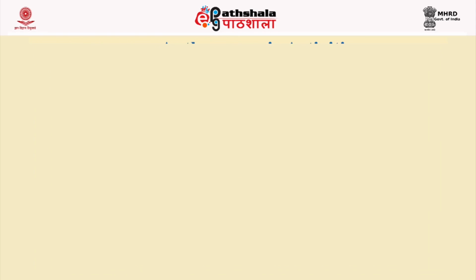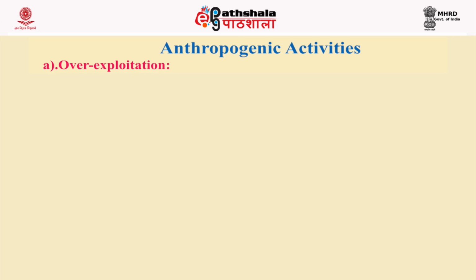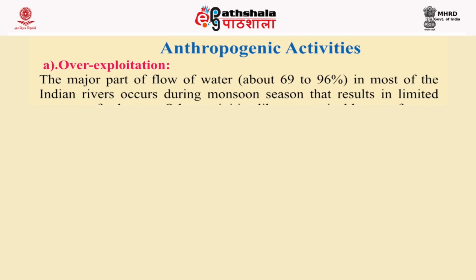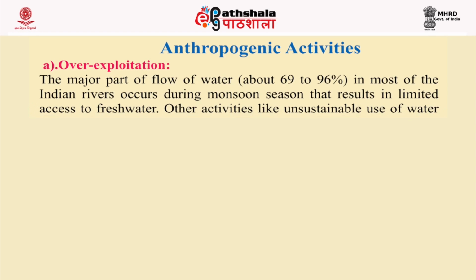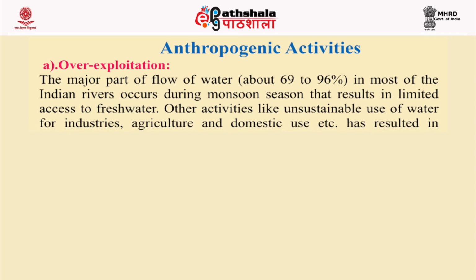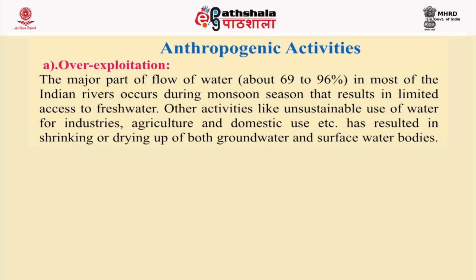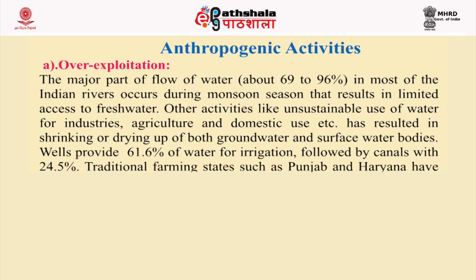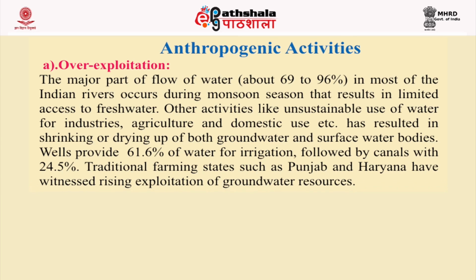Now, the different anthropogenic activities are: first one is over exploitation. The major part of flow of water, about 69 to 96% in most of the Indian rivers, occurs during monsoon season, that results in limited access to fresh water. Other activities like unsustainable use of water for industries, agriculture and domestic use has resulted in shrinking or drying up of both groundwater and surface water bodies.